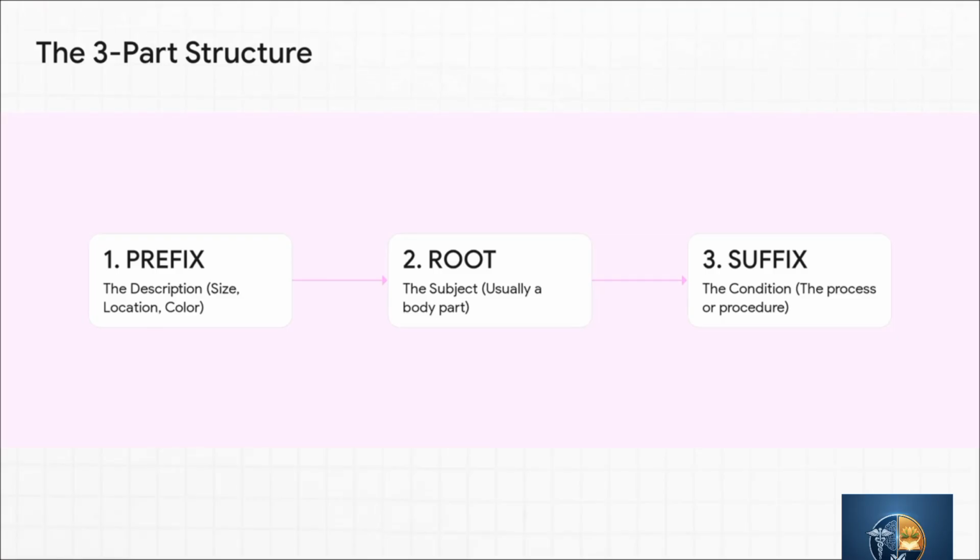So here they are. First up, you've got the prefix. That's at the beginning, and it's the description. It tells you about size or location or even color. In the middle, you have the root. That's the subject, and it's almost always a body part. And then at the very end, you have the suffix, which tells you about the condition or what's going on. You know, things like itis, which means inflammation, or ology, which just means the study of. So, prefix, root, suffix. That's the magic formula.